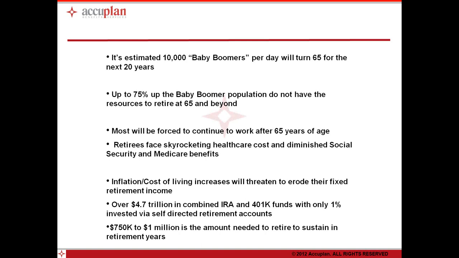Over $4.7 trillion in combined IRA and 401k funds are out there in retirement plans, with only 1% invested in self-directed retirement accounts. So we, as the U.S. public, definitely need to increase that 1% of our assets to make sure that we have a truly diverse retirement portfolio, to hedge against any losses that we may sustain as it relates to traditional investments in the stock market. $750,000 to $1 million is the amount needed to sustain in retirement years.